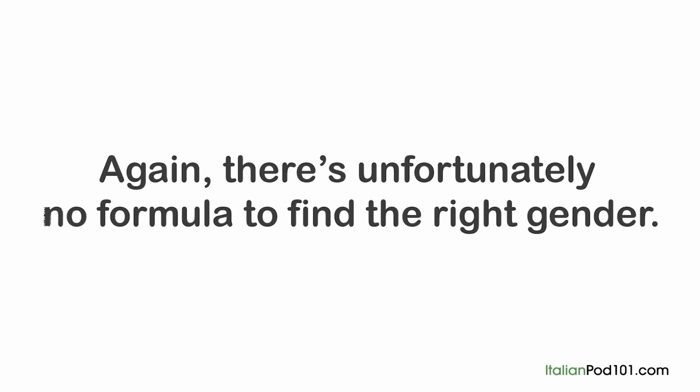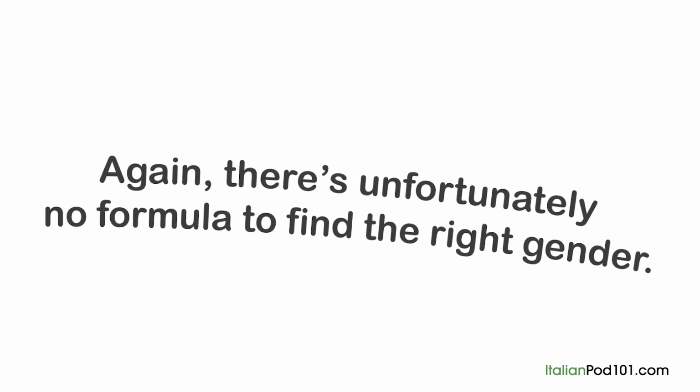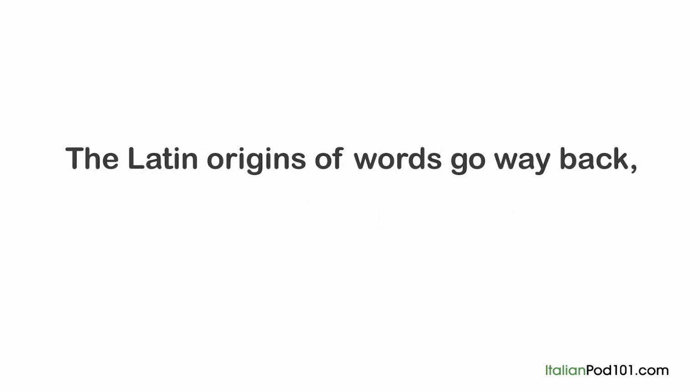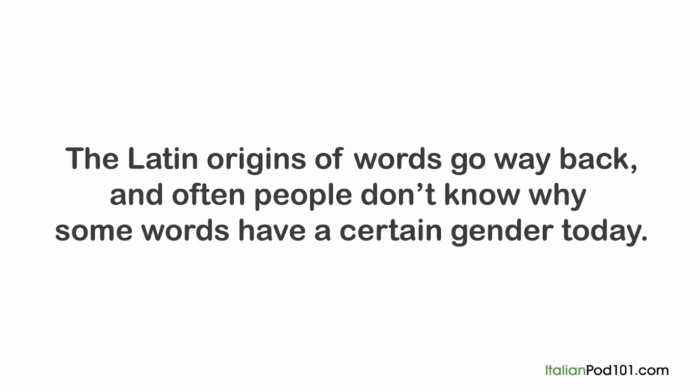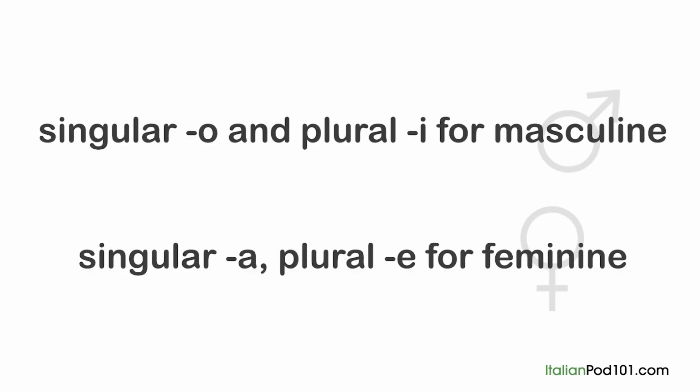Again, there is unfortunately no formula to find the right gender. The Latin origins of words go way back, and often people don't know why some words have a certain gender today. Your best guide is going to be our first rule, singular O and plural I for masculine, and singular A, plural E for feminine. Just try to memorize the articles with the nouns, and before you know it, the gender classifications will come naturally to you.